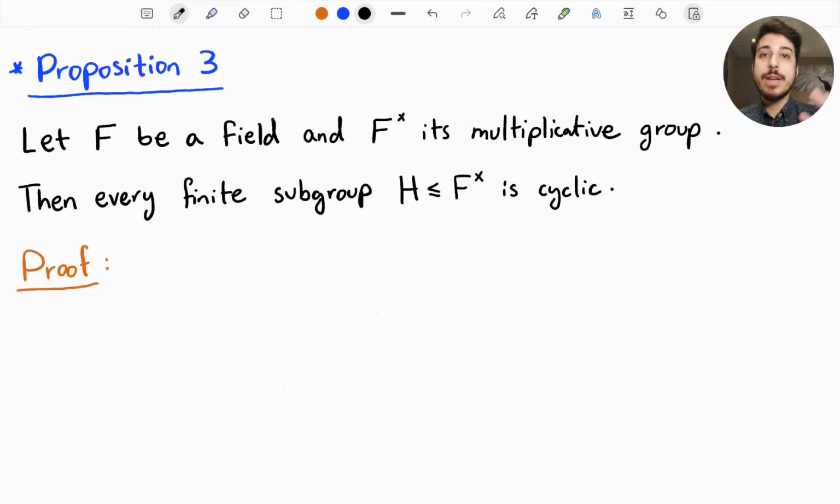Now at last we arrive at proposition 3, the main result of this lesson. Let F be a field and F star be its multiplicative group. In other words, we take all the non-zero elements in F, we take the multiplication operation of the field, and we call that the group F star. Then every finite subgroup H of F star is cyclic.